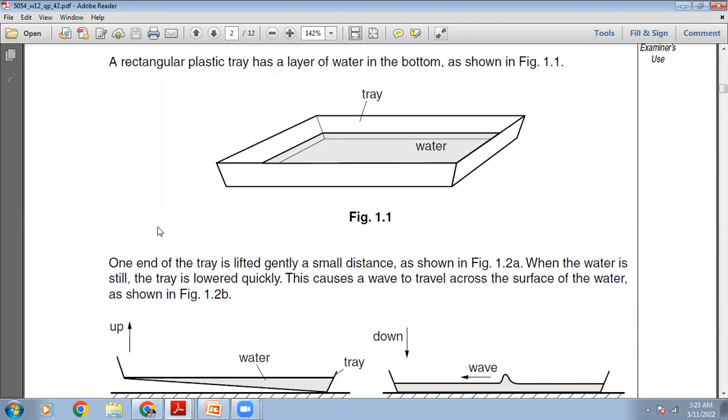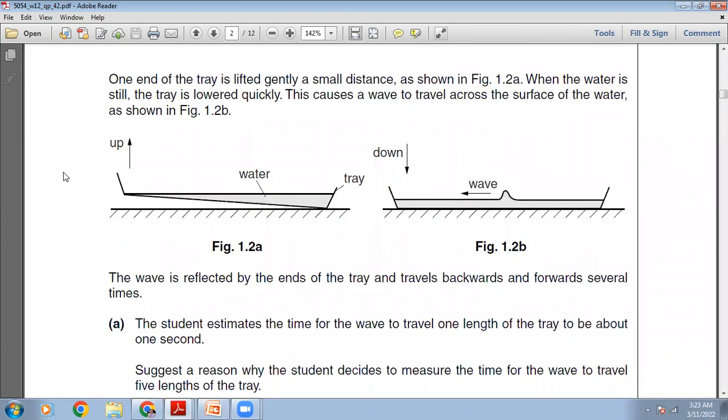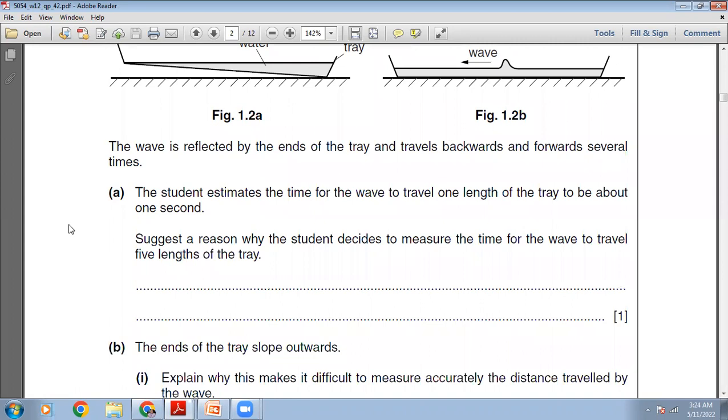One end of the tray is lifted gently a small distance as shown in figure 1.2. When the water is still, the tray is lowered quickly. This causes a wave to travel across the surface of the water as shown in figure 1.2b. So what they did, they lifted this tray upward and then moved it back very quickly. After the water became steady, they did this, so a wave was created. The wave is reflected by the ends of the tray and travels backwards and forwards several times.